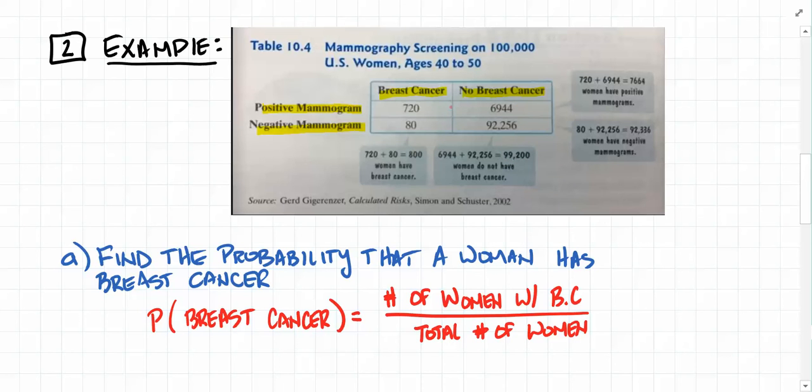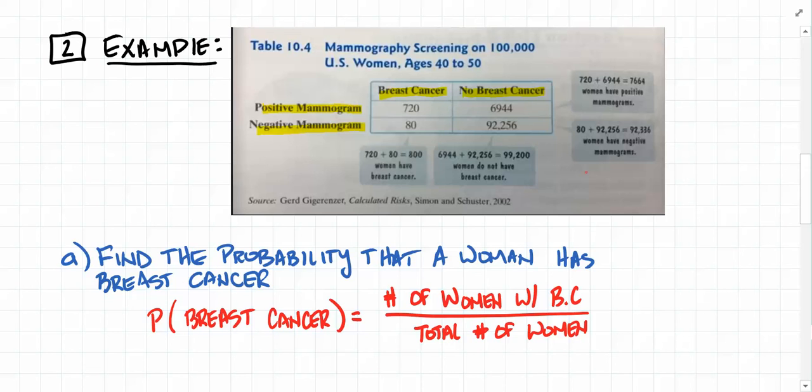If you add sideways, then this number right here gives you the women who have positive mammograms. And if you add sideways here, it gives you the total number of women that have negative mammograms. So that's how you dissect this table. It's important to understand what all the columns and the rows mean.